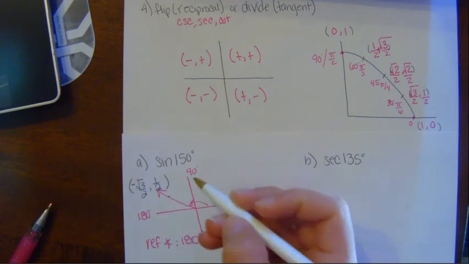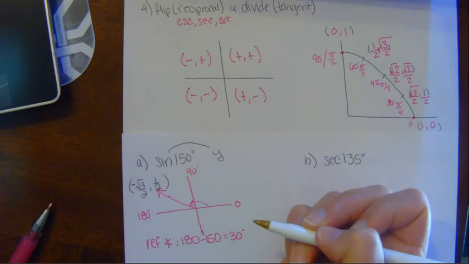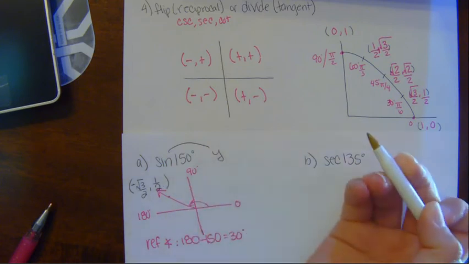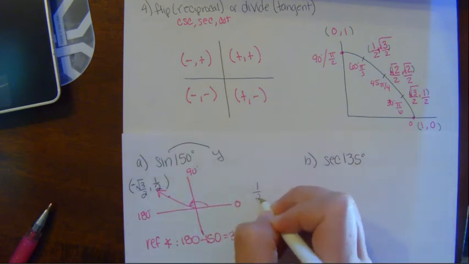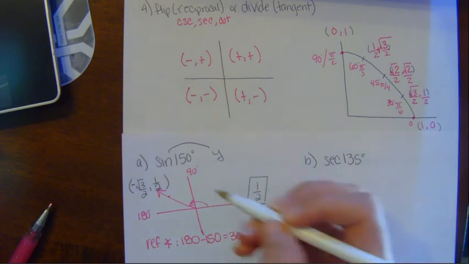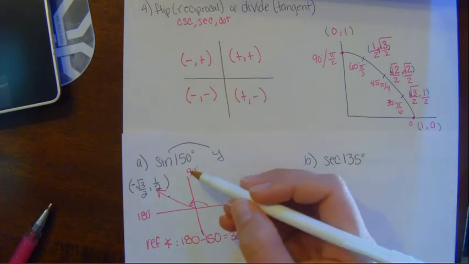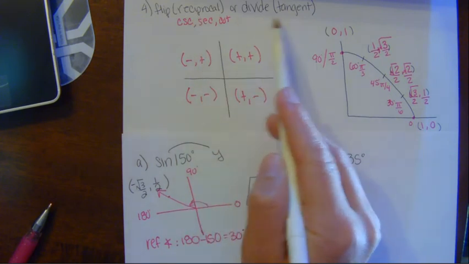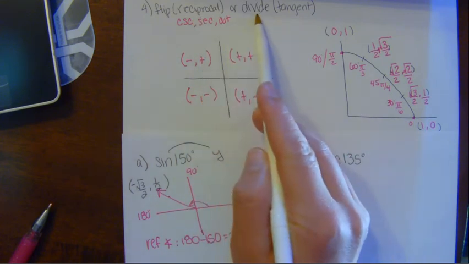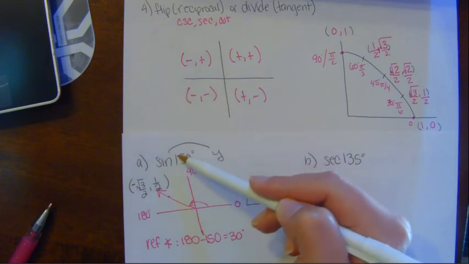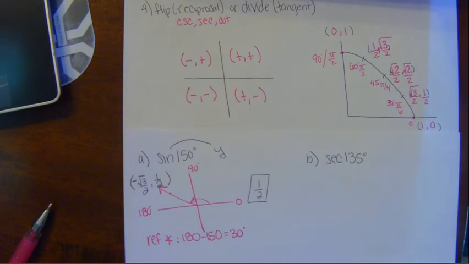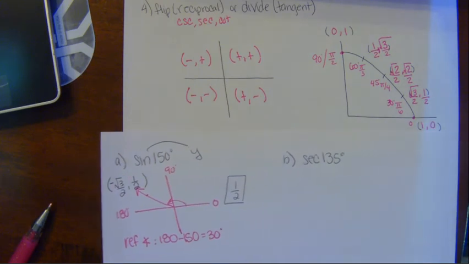Now we have to remember that sine goes with y. So all I'm going to do is take the y value. The y value is 1/2, so that's my answer, 1/2. If I had a cosecant or a secant or a cotangent, I would have to do a reciprocal. If I had a tangent or a cotangent, I would also have to divide. But I don't, I just have a sine, and a sine goes with the y value, and the y value is 1/2.